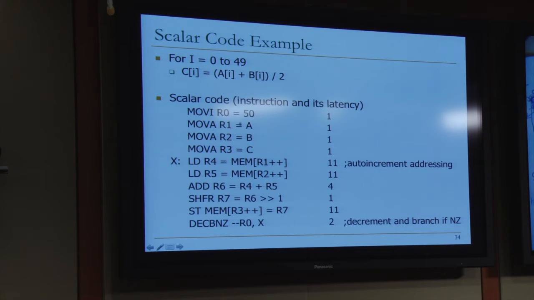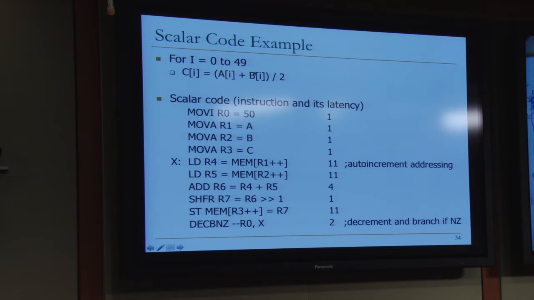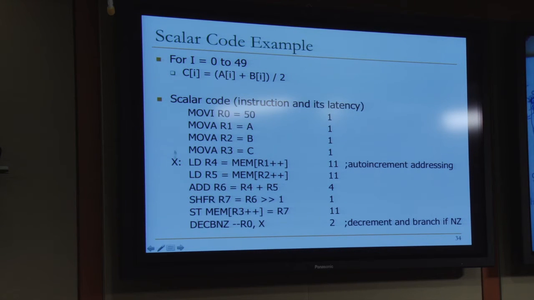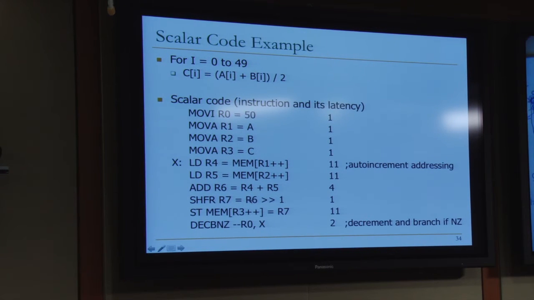Basically, you need to move the loop index into register 0. You need to move the beginning addresses of the arrays into different registers. And then you start the loop. Each loop iteration loads one element of array A into R4, and one element of array B into R5, and then you add them, do the shift, divide by 2, and then you store the result into memory, starting from address C. And then you check whether or not you're done. You check the loop index and decrement it, and then loop back if you're not done. This is basically scalar code. You can write this really easily today, right? Hopefully. And we've used auto-increment addressing to fit this in the slide.